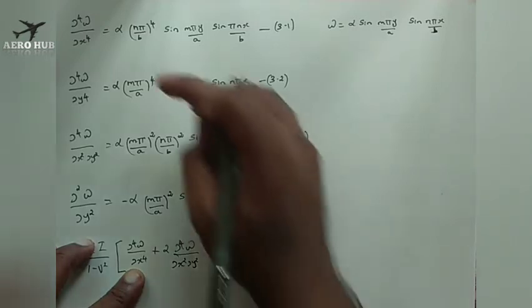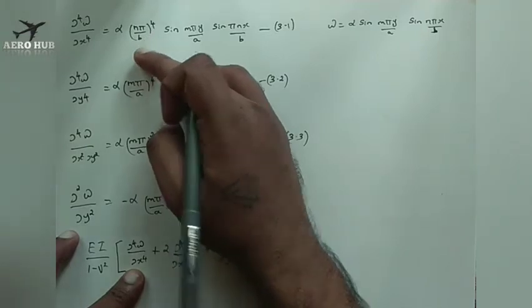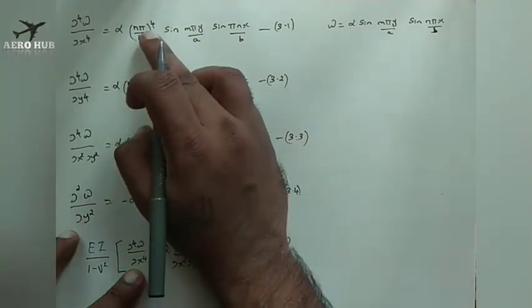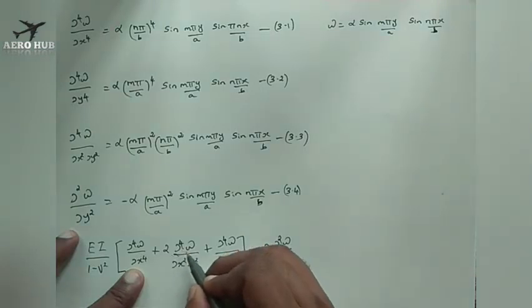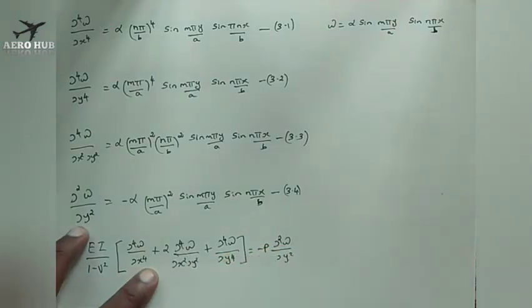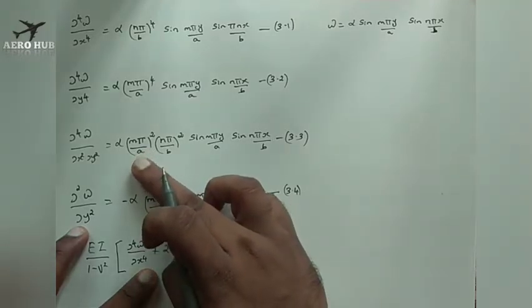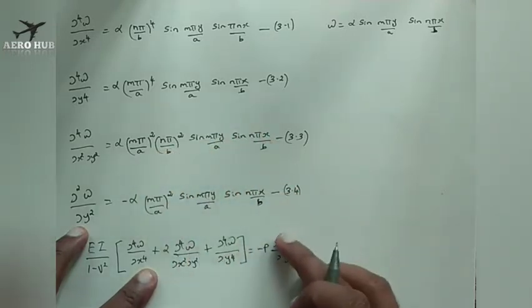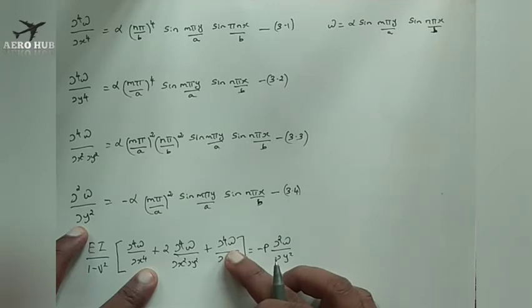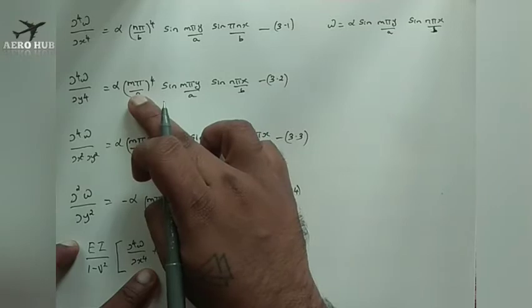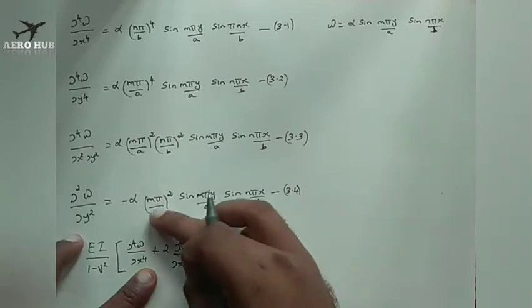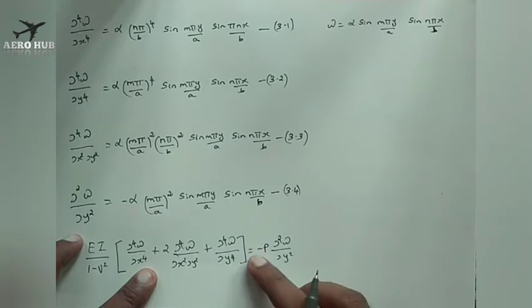So I will be getting an equation in terms of nπ/b. I will substitute the value of ∂⁴ω/∂x⁴ as (nπ/b)⁴. Similarly, I will substitute ∂⁴ω/∂x²∂y² as (mπ/a)² (nπ/b)², because we can cancel out the sine terms from both the left hand side and right hand side, and ∂⁴ω/∂y⁴ as (mπ/a)⁴, and −p ∂²ω/∂y² as −(mπ/a)². So minus and minus will be cancelled here.